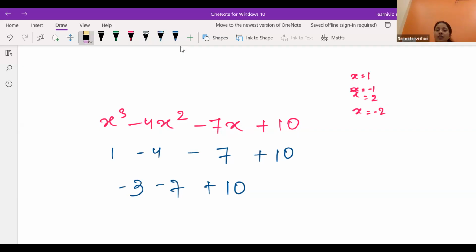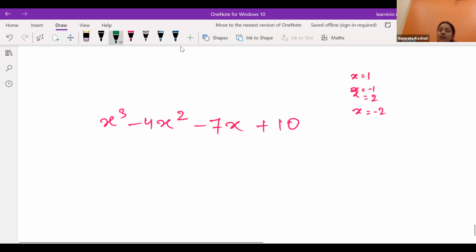So x equals to 1 I have taken, positive 1 I have taken. That's why I was not worried with the sign or anything. That means x minus 1 is the factor. This one is making sense, Aleph and Afia? Yes, ma'am.